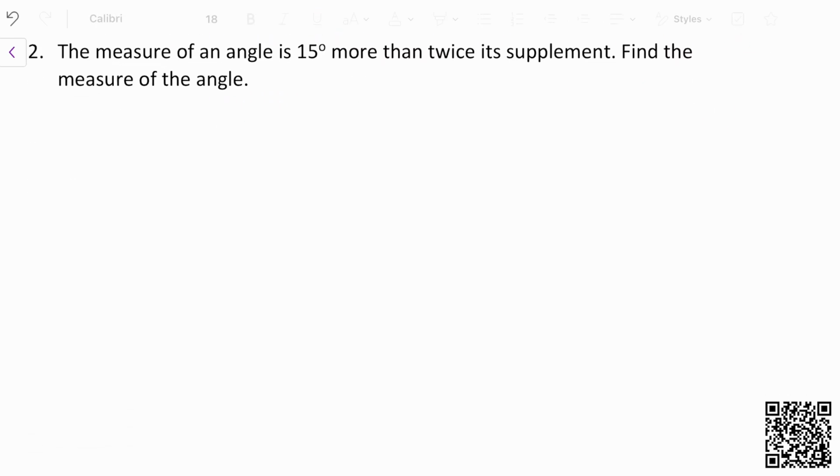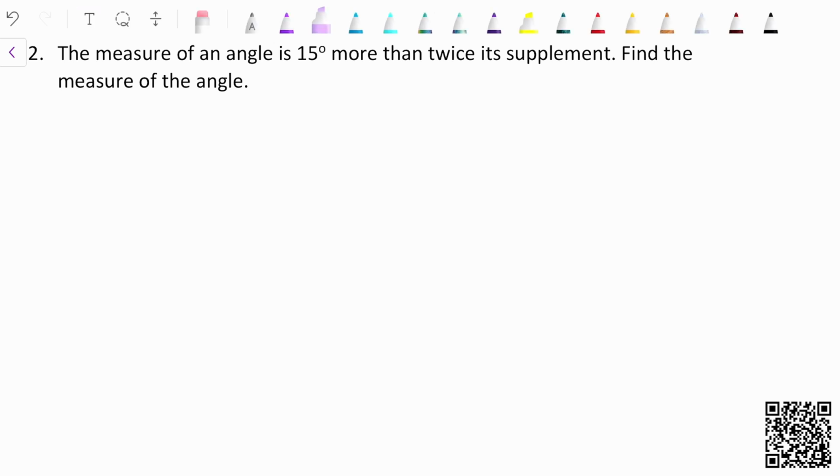Moving on to problem number 2: the measure of an angle is 15 degrees more than twice its supplement. If you don't know, supplementary angles, if paired with their supplement, add up to 180. Find the measure of the angle. We can deem the angle that we are trying to solve for x.